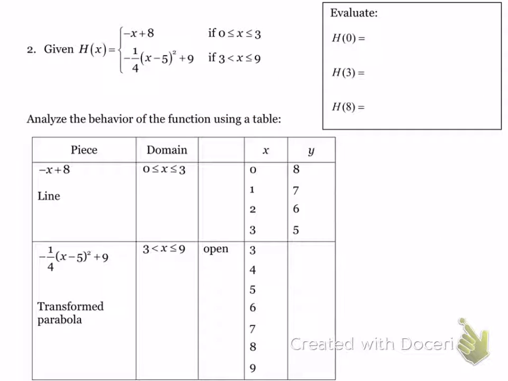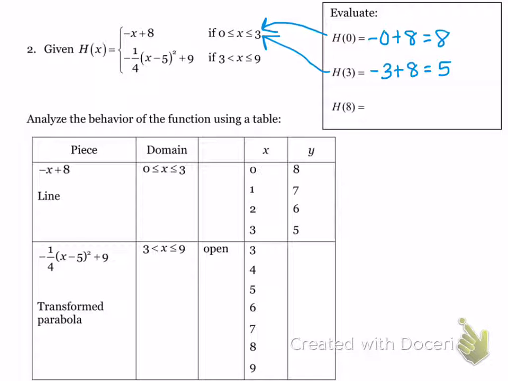Okay, so example 2 has a linear piece and a quadratic piece. So we're first going to just start by evaluating. So h of 0, that x value is going to fall into the first category. So we have negative 0, which we know is 0, plus 8, and we get out 8. And then h of 3 is also in that category. So we have negative 3 plus 8, and we get 5.